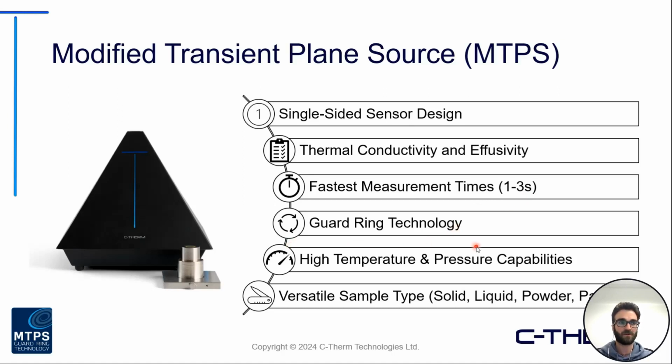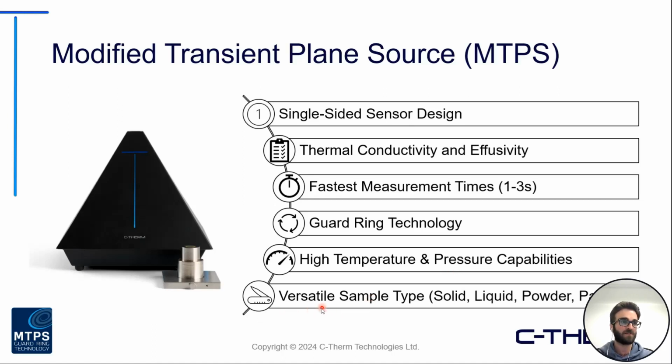There's guard ring technology. I wanted to make a note of this as it has bearing on the measurement directionality. In some cases, if you're dealing with anisotropic materials, there are directional dependencies there that could have some importance with the method that you employ. And with the MTPS, you have a controlled directionality based on that guard ring. There's high temperature, high pressure capabilities, testing in different saturated and humidity environments. There's a lot of options therein.